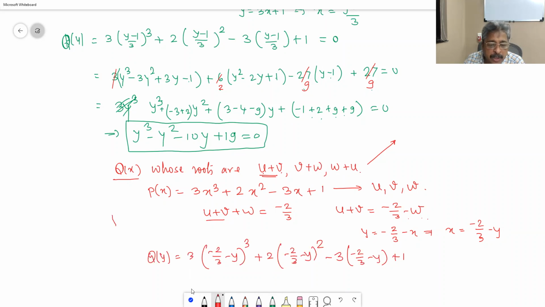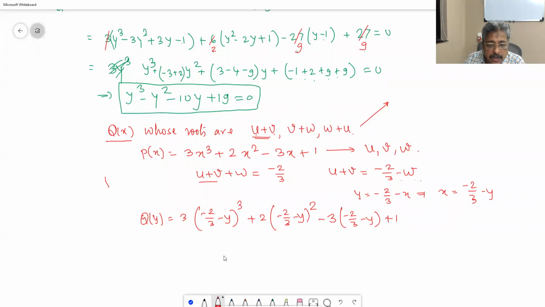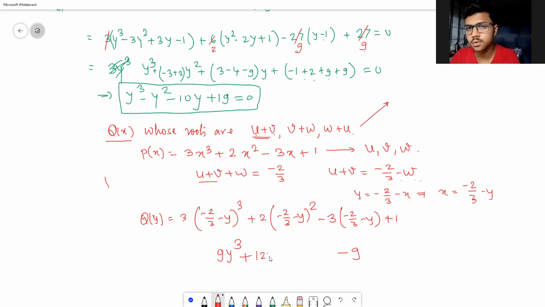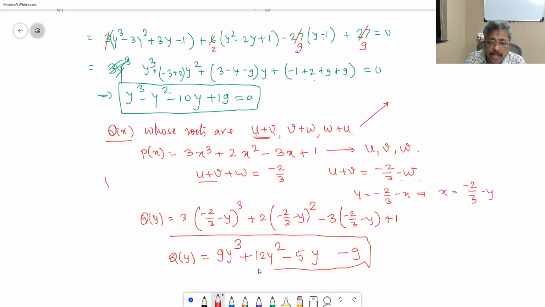Can somebody tell me the answer? The answer is 9y cube minus 9. What are the middle terms? 12y square plus 12y square minus 5y. This is what is your answer. Now, as far as doing algebra and multiplication of this, cube of this, square of this, simplifying, clearing the denominator, etc., you should be doing it quickly.